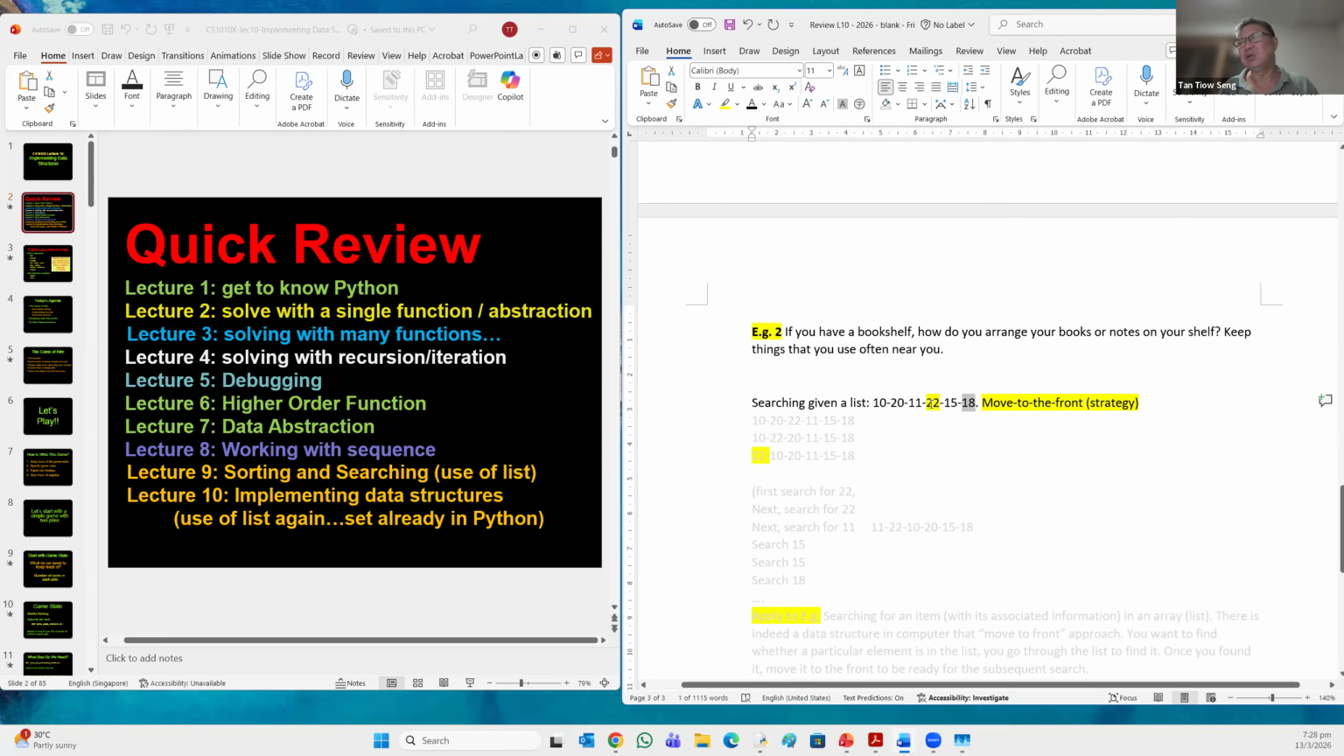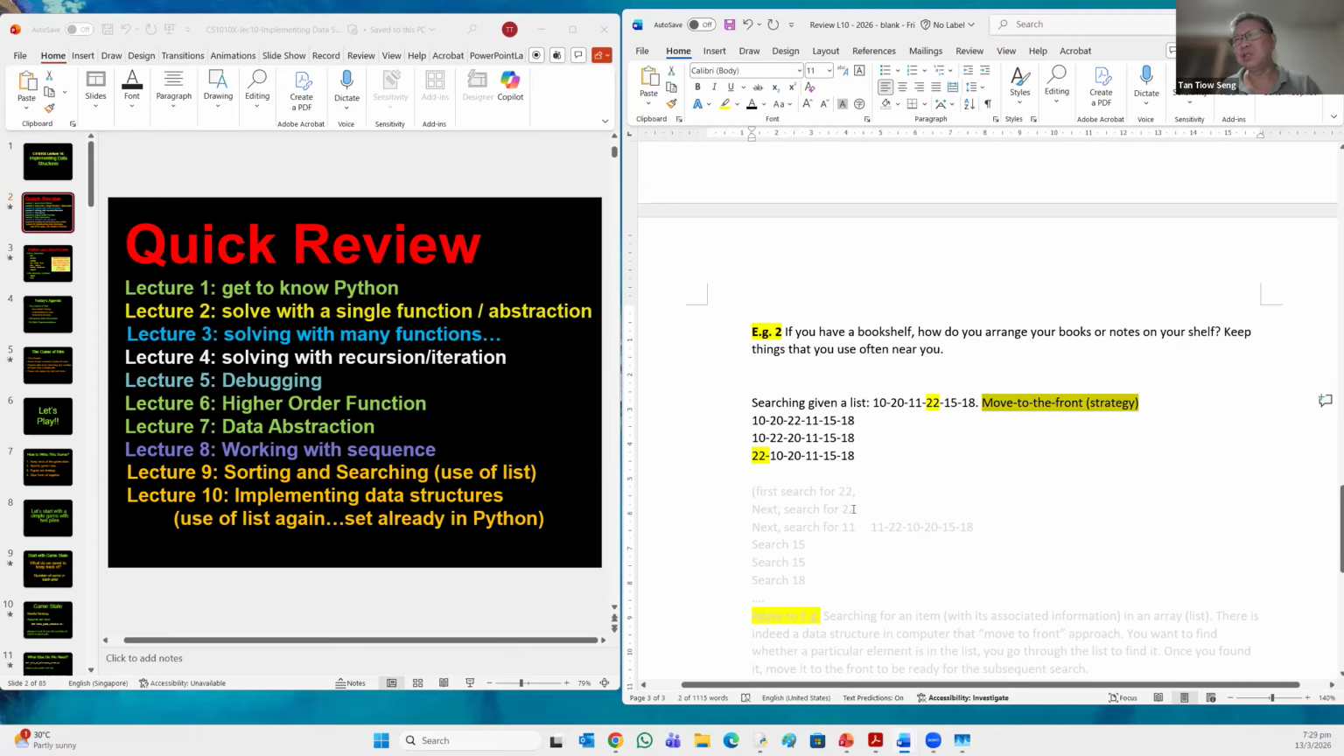So once he found it, what did he do? Of course, you can take it out and read it and then put it back. But the strategy here is that instead of doing that, you move 22 with 11, you swap the two places, so it becomes 22, 11 instead of 11, 22. And then you do some more. You swap 22 with 20, so 22, 20. Then you swap 22 with 10. So at the end, 22 moves to the front, the rest move to the back. This is called the move to the front strategy.